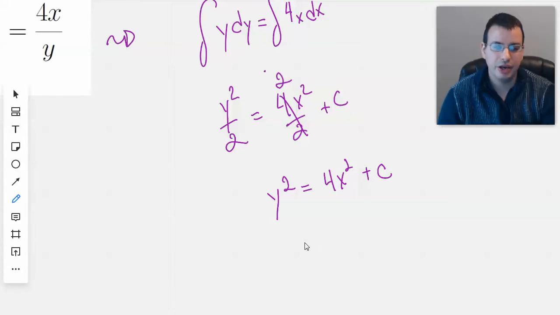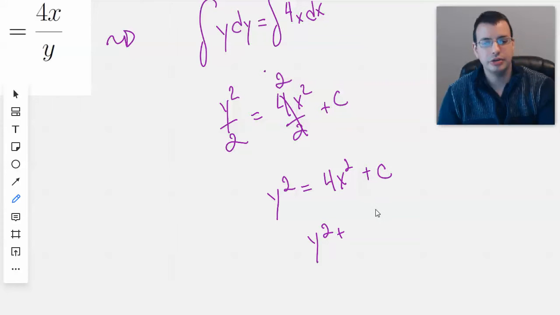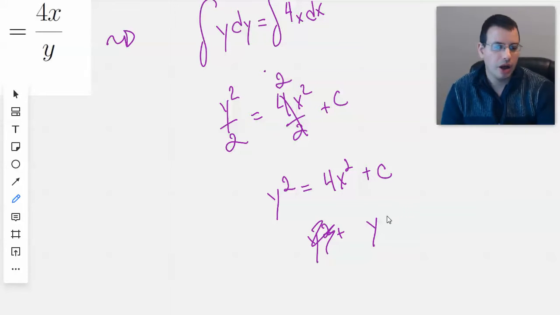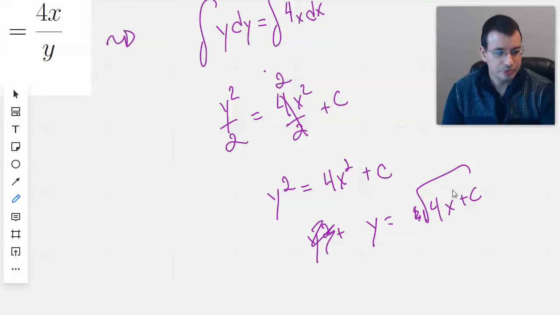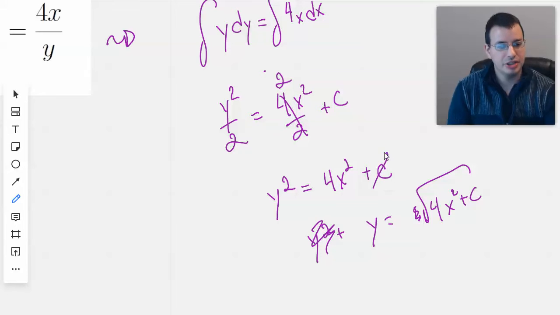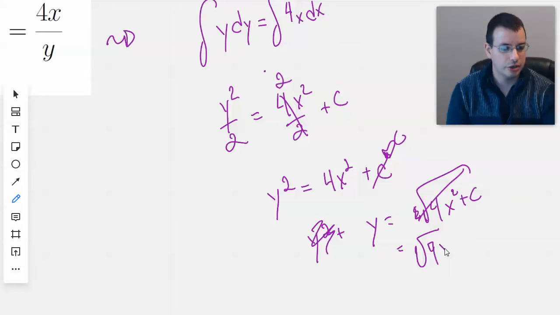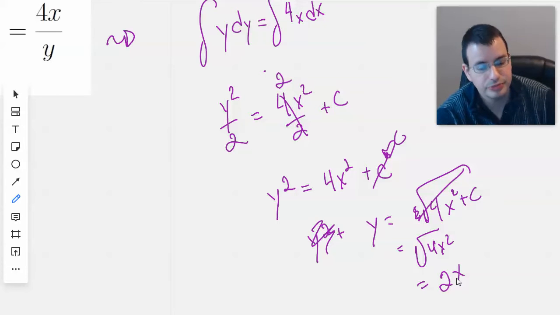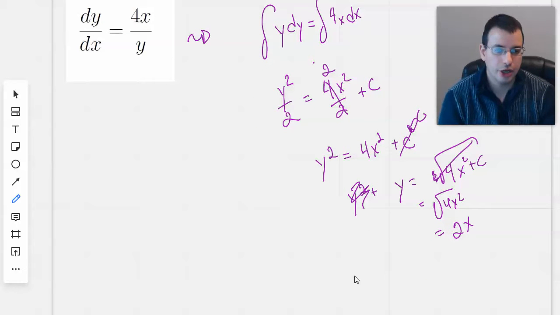And so then we could say that y equals the square root of 4x squared plus c, which is probably fair, but let's say that we had some initial condition, etc., where we knew that c equals 0. So we're just looking for a solution, not all possible solutions. So it's going to be the square root of 4x squared, which would be 2x. Okay, so we come down to y equals 2x.